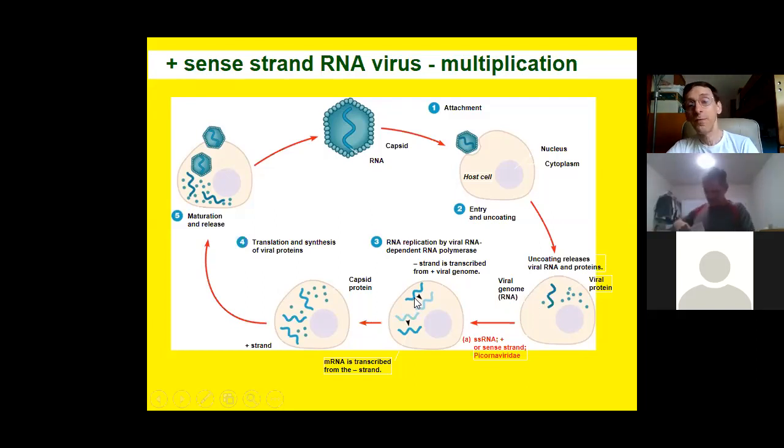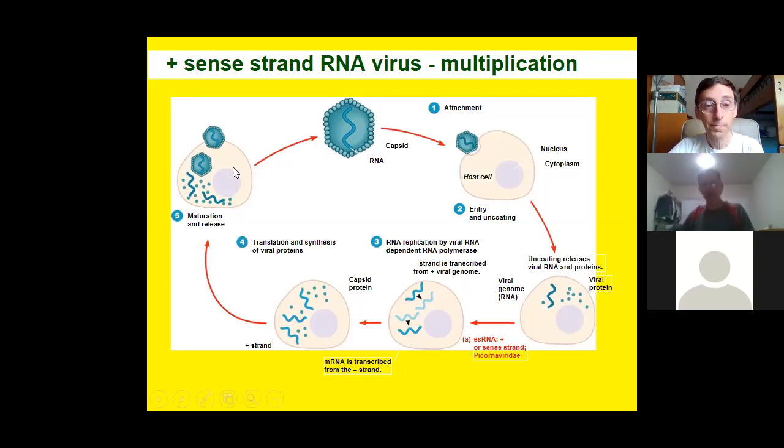And then the viral positive strand RNA makes negative strand, single strand RNA, and then that strand is used to make more of the positive strand RNA, which is the genome of the virus. And that happens in the cytoplasm because RNA viruses replicate in the cytoplasm. And then the genome of the RNA virus gets together with the proteins of the virus, making new capsid proteins. And these viruses are released in the lytic life cycle.